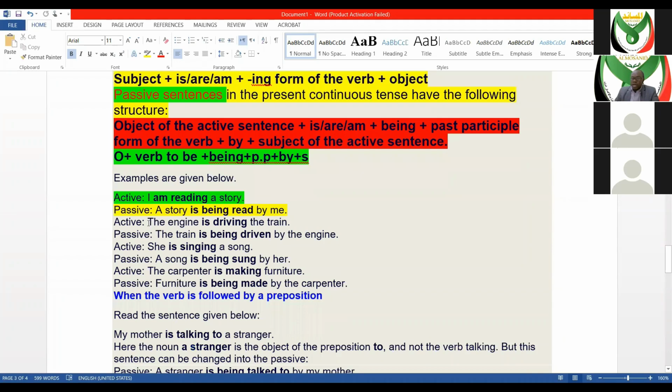Okay, خلينا نشوف الإكزامبل الثاني. هنا active sentence يعني هنا مبني للمعلوم. Active sentence. The engine is driving the train. المحرك أو الماكينة يقود القطار.